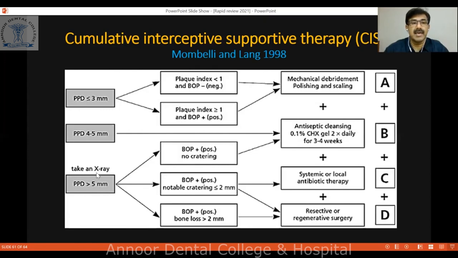Now, if you find that the pocket depth is increasing, along with bleeding on probing, then you will have to take a radiograph. So when you take a radiograph and you find that it's the initial stage of peri-implantitis, there is no cratering, there's no other type of intervention that is needed. You just need A and B. That is all that is needed. But if you see a notable cratering of around 2 millimeter, in that case, along with A and B, you have to add systemic or local antibiotics also. But if you have a real cratering, bone loss of more than 2 millimeter, that is where you go for D. A plus B plus C are all non-surgical treatment, but then you go for D. That is a surgical treatment. It may be a regenerative or a resective type of treatment.